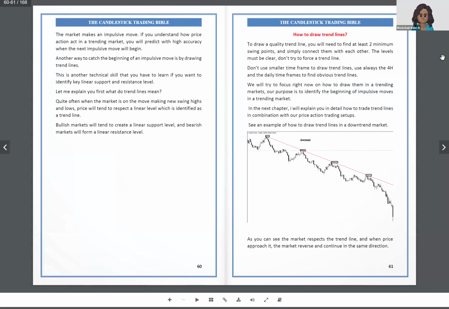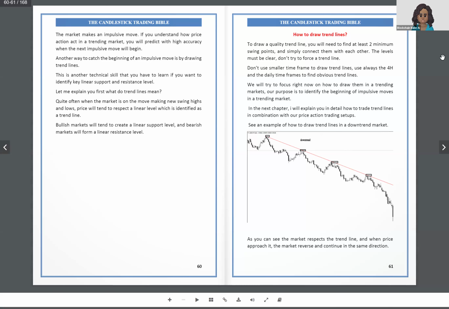The market makes an impulsive move. If you understand how price action acts in a trending market, you will predict with high accuracy when the next impulsive move will begin. Another way to catch the beginning of an impulsive move is by drawing trend lines. This is another technical skill that you have to learn if you want to identify key linear support and resistance levels. Let me explain to you first, what do trend lines mean?